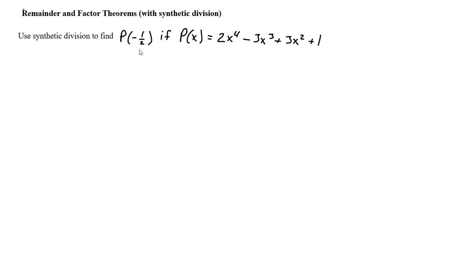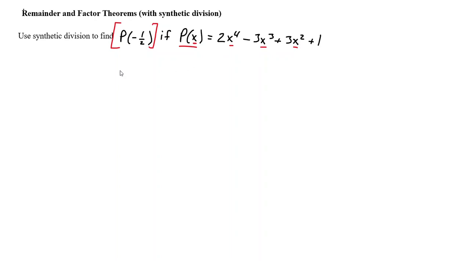The remainder theorem says that we can find p of -1/2. So that's actually a question. The question is, what is p of x if you replace the x with -1/2? And here we have p of x. P of x is 2x to the fourth minus 3x cubed plus 3x squared plus 1. And notice that there's a bunch of powers, and it's going to be kind of awkward to raise -1/2 to all those different powers and calculate that.